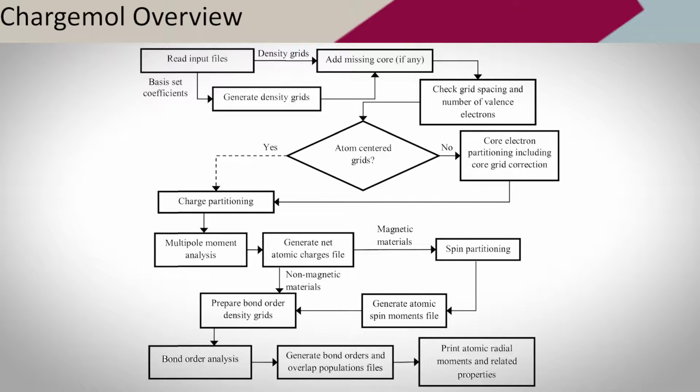This flow diagram summarizes the steps the ChargeMol program does to implement the DDEC6 method. The major parts are as follows. First, the input files are read. Then, charge partitioning is performed, followed by the spin partitioning, only for magnetic materials, and then the bond order analysis is performed. Lastly, other files are created related to the AIM radial moments.